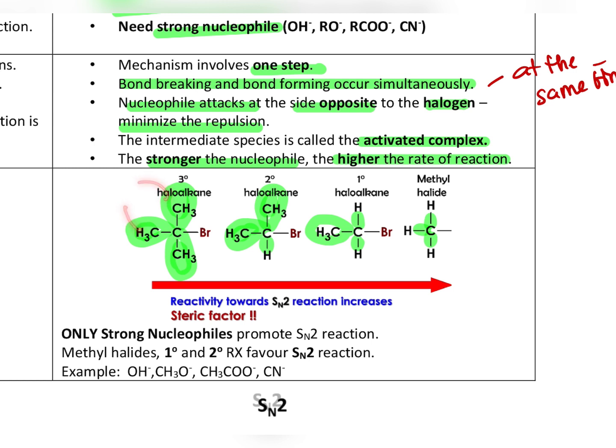Another word is bulky. Dia terlalu besar. So bila kita nak buat backside attack daripada nucleophile, so there's no space untuk nucleophile attack from the opposite side daripada your halogen. So that is why tertiary haloalkane is not favorable untuk undergo SN2 mechanism. So dia akan favor methyl halide ataupun primary haloalkane sahajalah, because there's still space. Imagine in 3D still ada space untuk nucleophile attack. So only strong nucleophile akan promote SN2 reaction. SN2 mechanism akan favor methyl halide dan primary haloalkane.